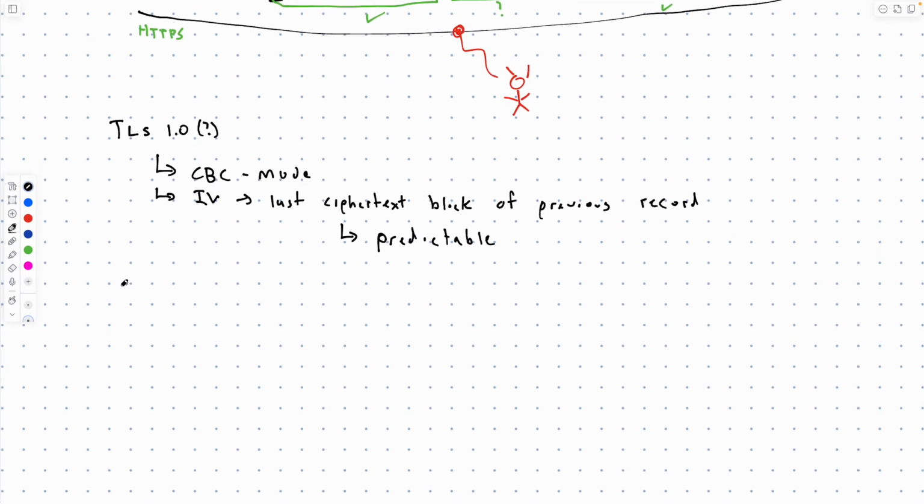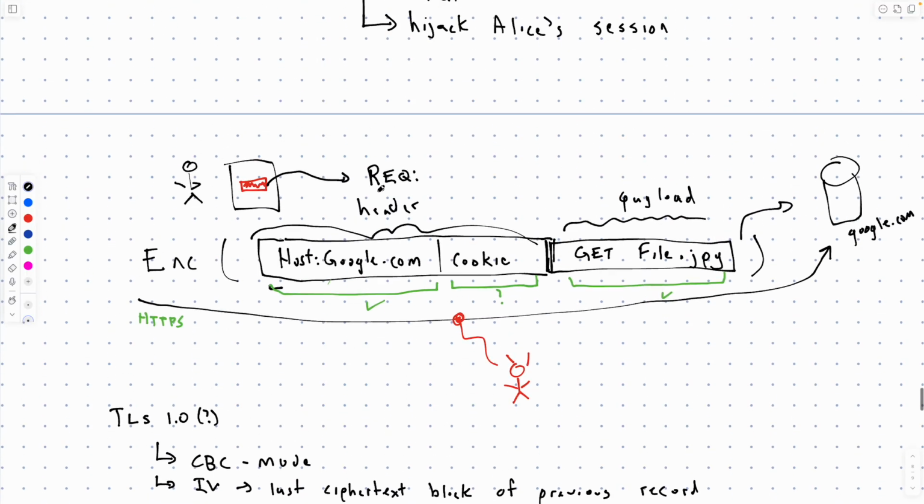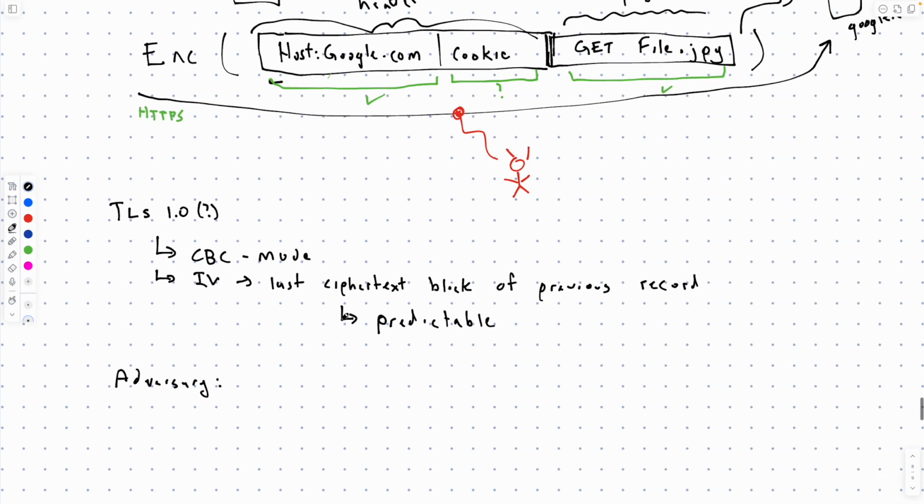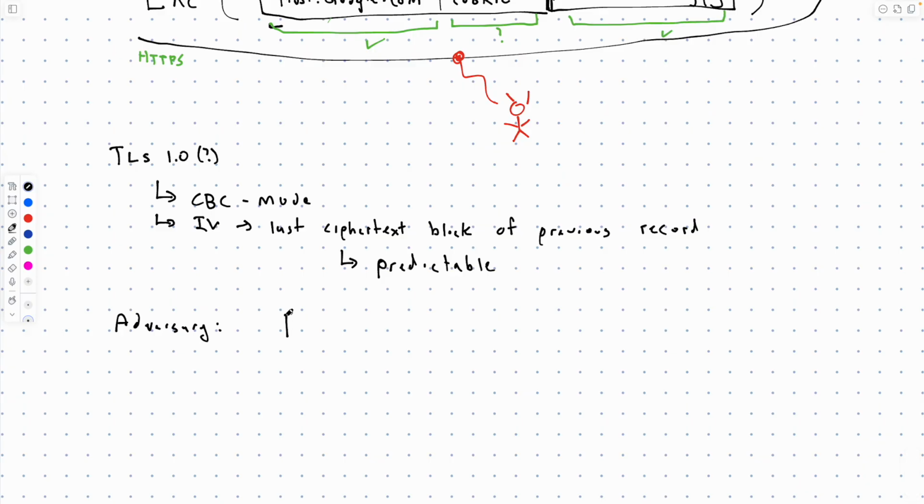Okay, so what the adversary is going to do is they know a bunch of stuff here, and not only do they know it, they control it. There's more stuff in the header than just the host. There's a whole bunch of fields, and they're able to control all of those fields. And they can control how long they are. And so what the adversary is going to do is get Alice's browser to craft a message that looks like this.